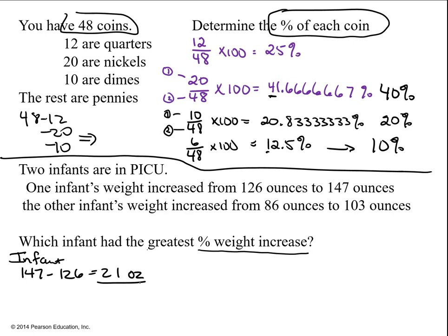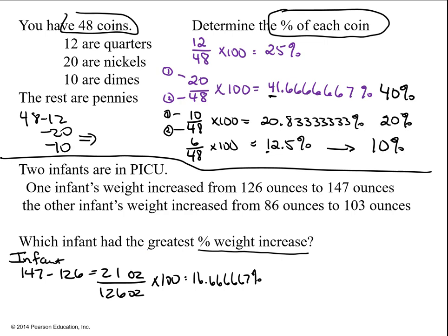When you think about weight loss, it's from where you started, right? Same thing with weight gain. You start from where they started, so you would divide by 126. So I had a change of 21 ounces from the initial 126. Multiply that answer times 100 because that's going to give me a percentage. And I got 16.6666667%.